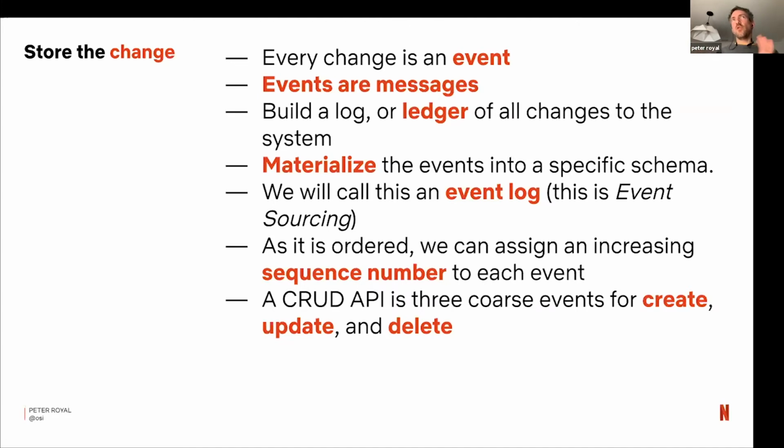Even if you aren't familiar with this, it's what your bank does. You have your bank statement that shows you each one of your individual transactions, and whenever you check your balance, you're viewing what that current aggregated value is. So let's store these discrete changes. We can group them together. We'll call this an event log. As it's ordered, we can now assign a sequence number to each of those, which we'll be talking about more in a bit. And if you have an existing system, you can bolt this on to a degree, because a CRUD API is actually 3 very coarse events, one for create, one for update, and one for delete.